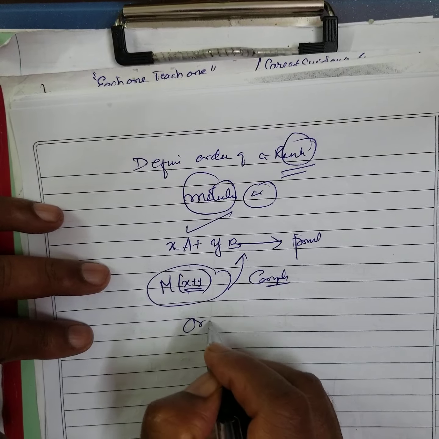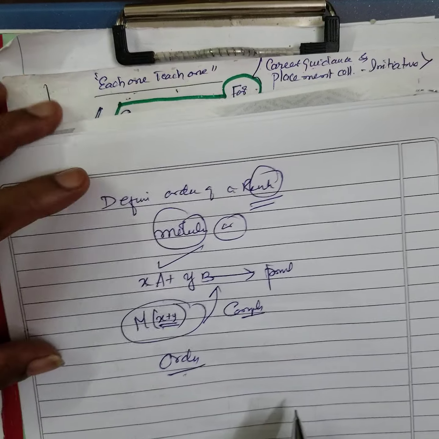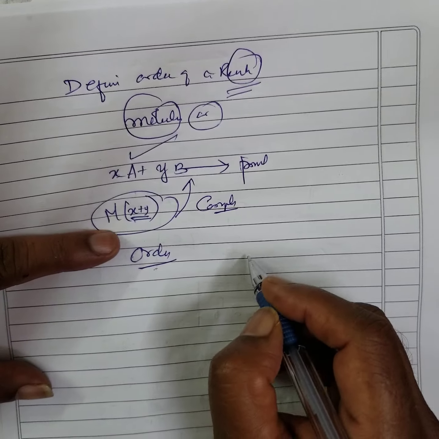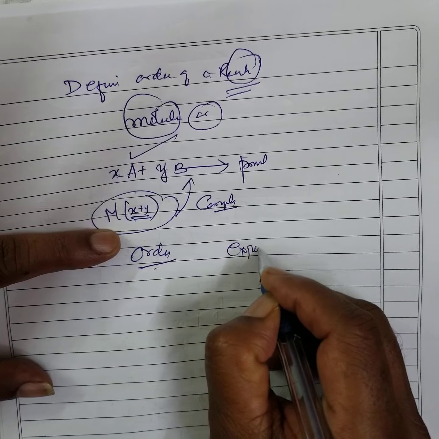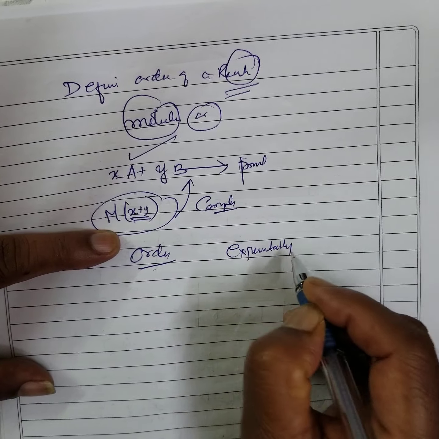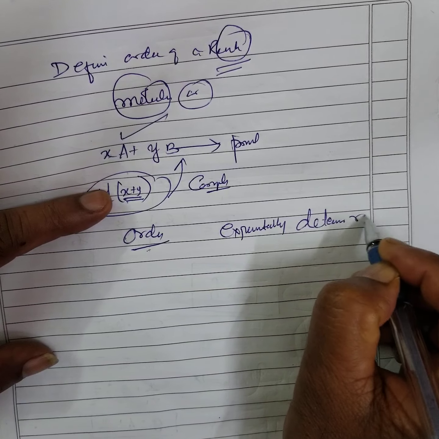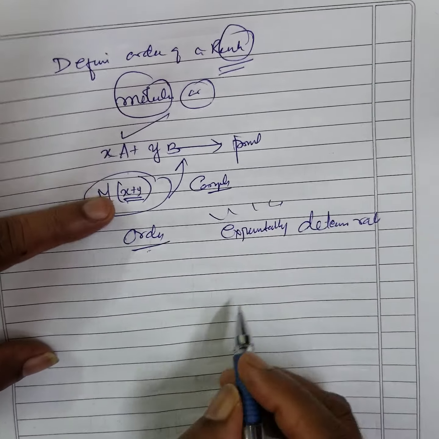But what about the order? Order is not so. Order of the reaction you have to find experimentally determined. That is called experimentally determined rate. They have to tell experimentally determined. See, this is like this.